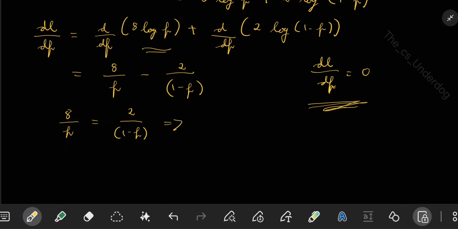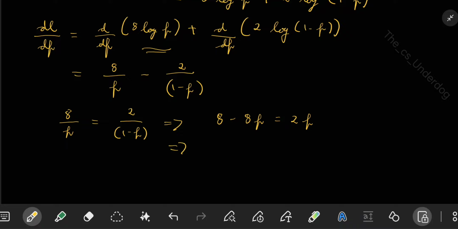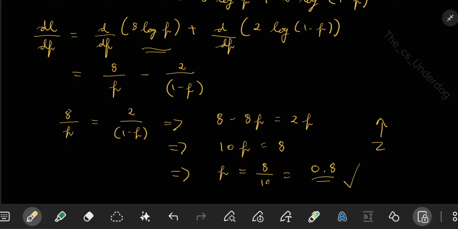If I solve for this, what happens? 8 minus 8p is equal to 2p. If I take that 2p to the other side, 10p is equal to 8, which gives p equal to 8 by 10, which is 0.8. This means the likelihood is maximized at p equal to 0.8. Then p equal to 0.8 is my maximum likelihood estimate. So this is the whole concept of maximum likelihood estimation.